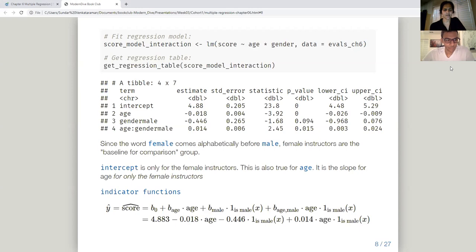Sorry, so line number 2 for age, that already has an interaction factor with female gender implicit in that, correct? Yes, exactly. So that's female only, and the intercept is female only. And then when you get down to 3 and 4, now you're offsetting the intercept and you're offsetting age for your males. So if you're predicting for a male, you'll use 3 and 4. If you're predicting for a female, you'll use 1 and 2.